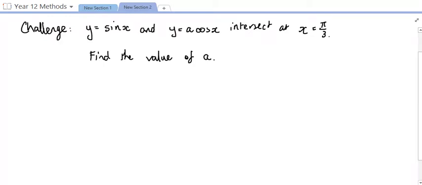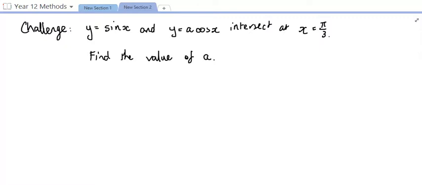Okay, this last question that I've included here is actually off a VCAA exam from a couple of years ago. So I thought it would be a good one to include just because it's a little bit different, a little bit more challenging perhaps than some of your standard questions. So here it is. y equals sine x and y equals a cos x intersect at x equals pi on 3, and we need to find out what the value of a is.